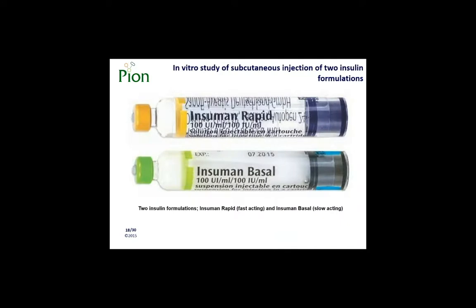We ran a series of experiments on two insulin formulations, insulin rapid and insulin basal. Insulin rapid is a fast onset, short-acting insulin designed to be taken just before meals to mitigate the increased blood glucose levels that manifest after eating. Insulin basal, as described in the previous slides, is a gradual onset, slow-acting insulin designed to be taken once or twice a day to maintain a regular level of insulin.